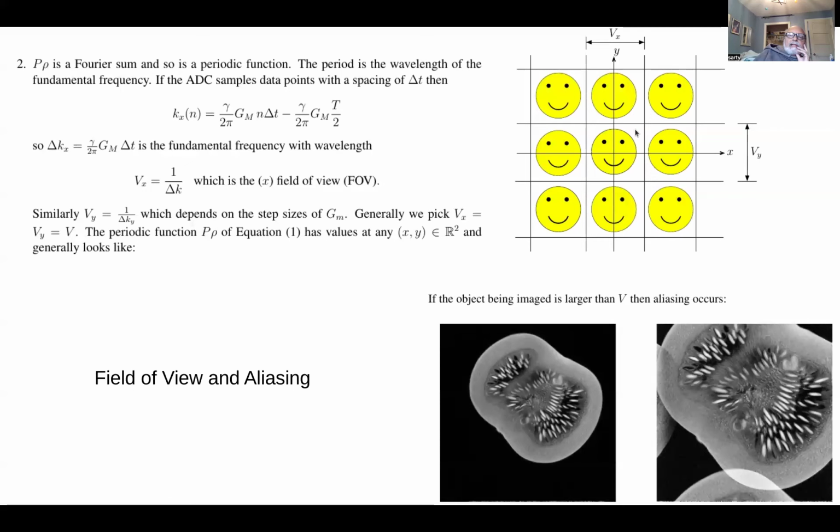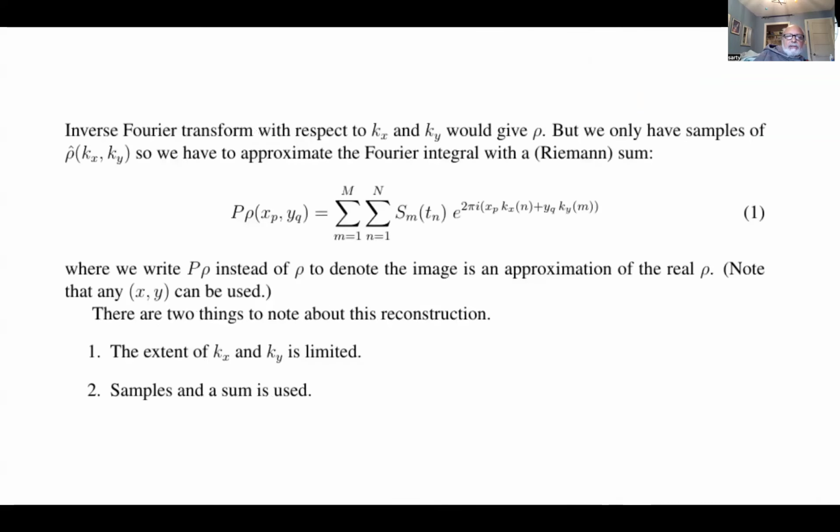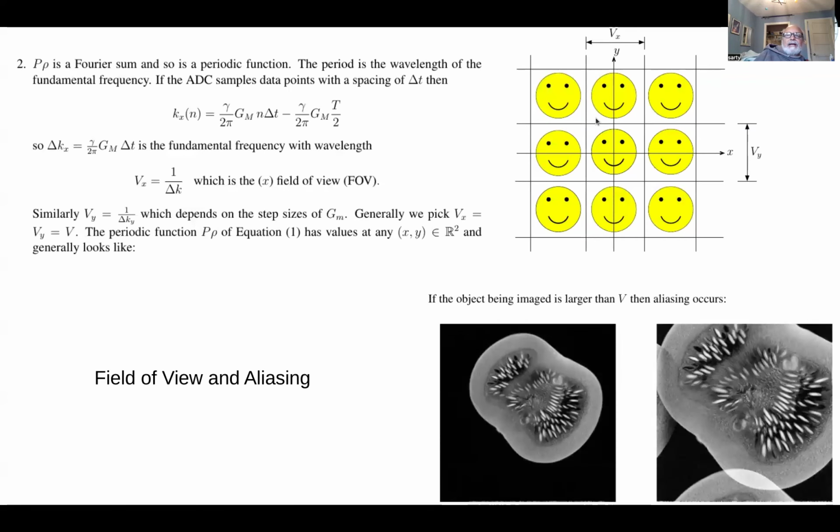And if your object is smaller than your field of view, you're good. We just do one at a time. But if you were to calculate values of that image outside of the field of view, so if you pick values here for X and Y that were actually outside of the field of view, anything that you wanted, you would actually end up making these kinds of pictures.